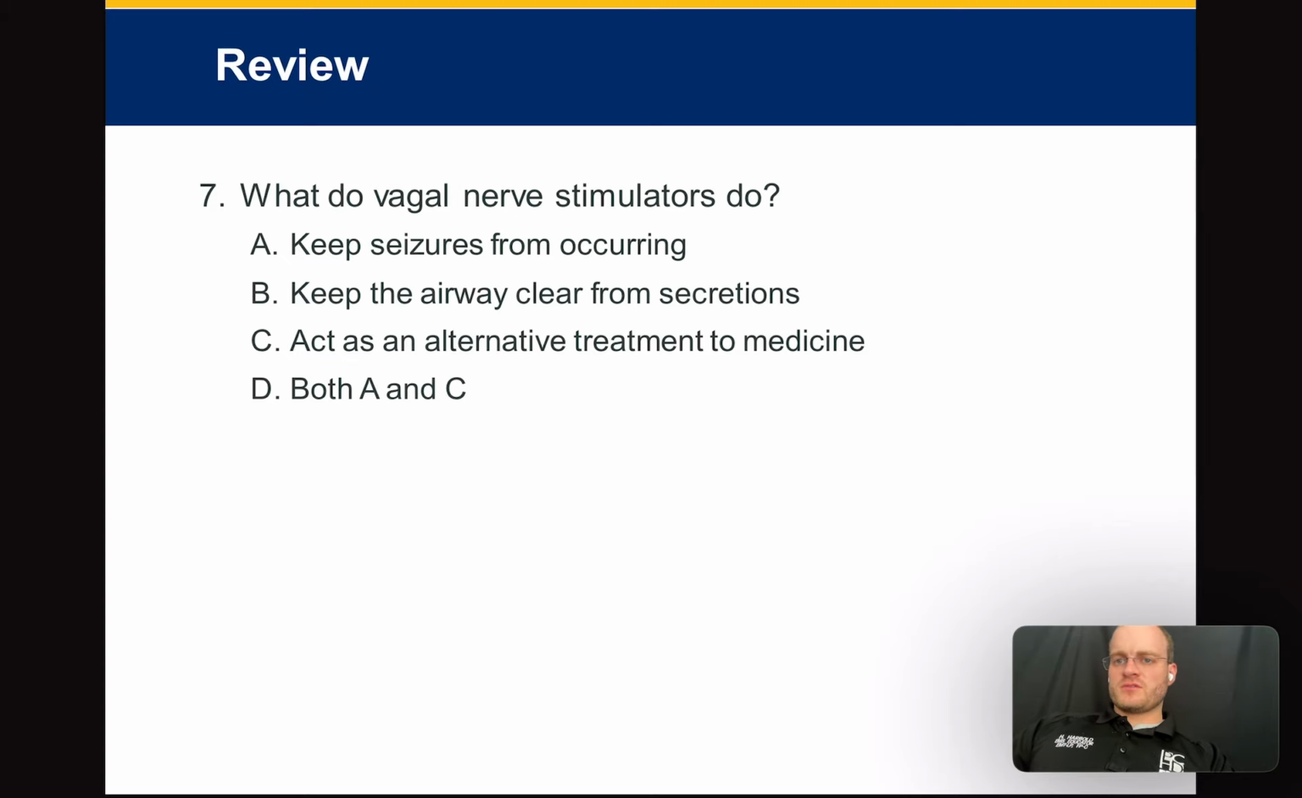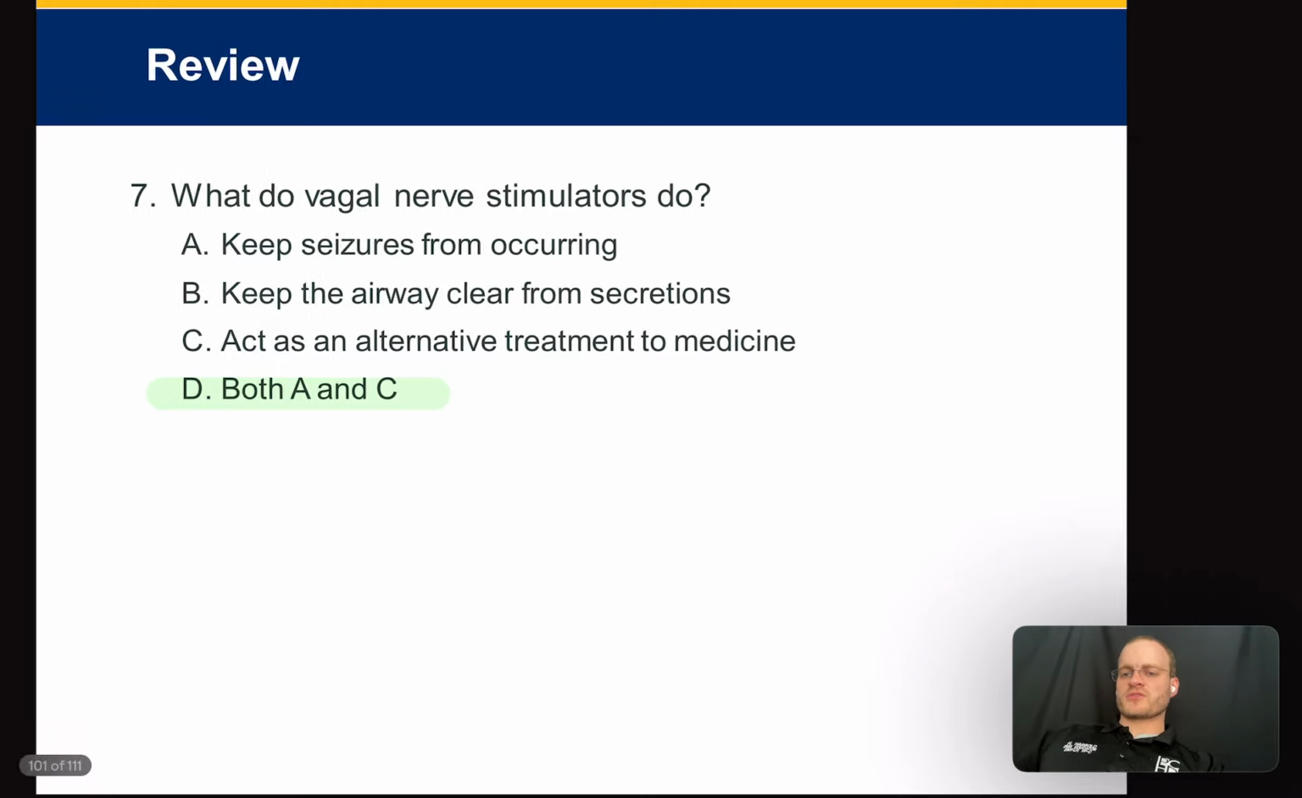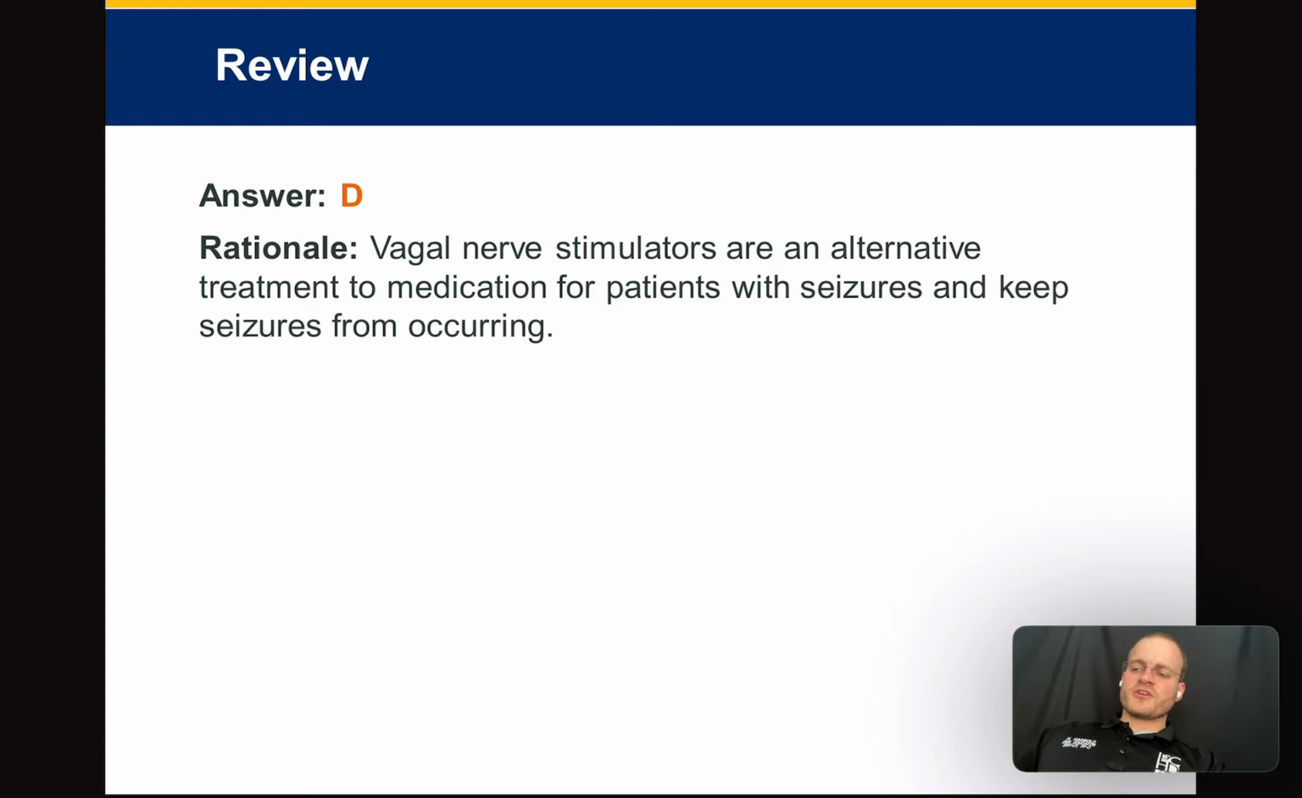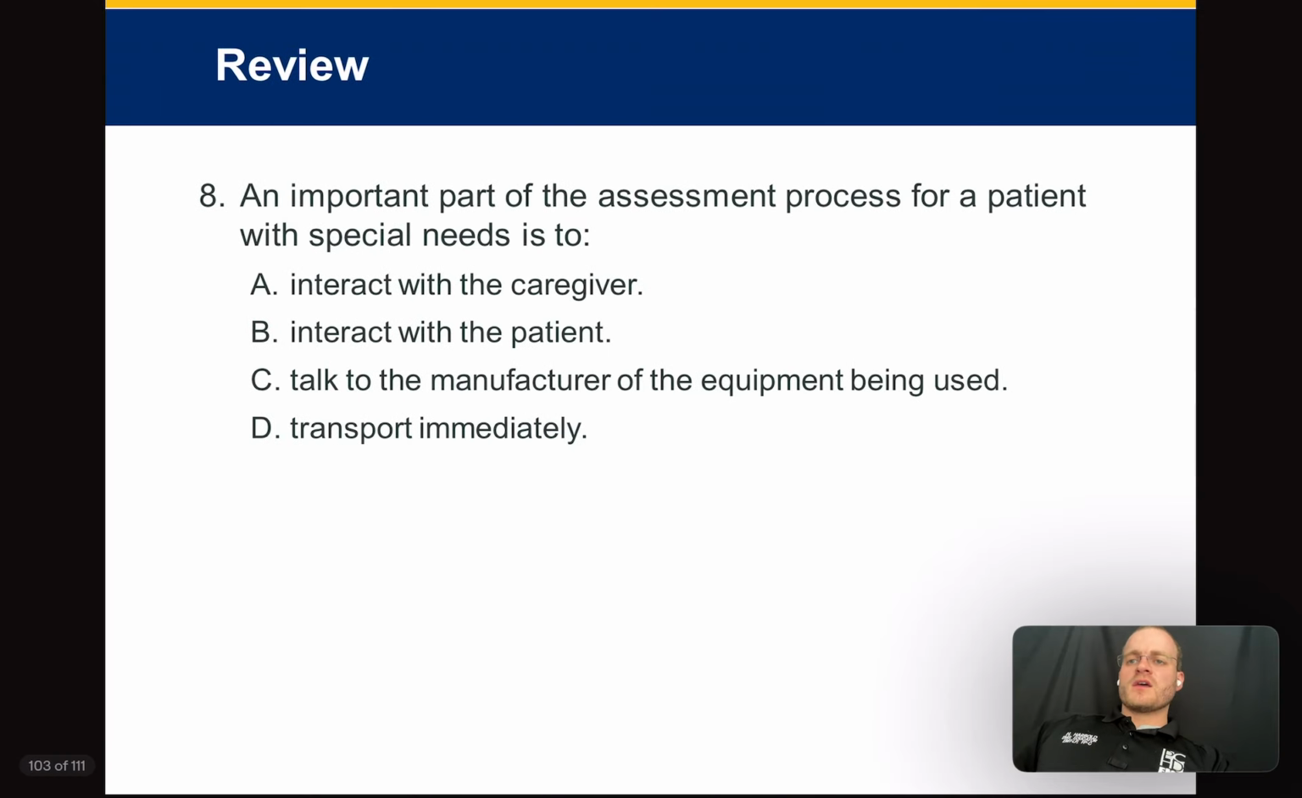What do vagal nerve stimulators do? I mean, technically, yeah, it is an alternative. That's risky. It's not really an alternative form of treatment. It's a form of treatment when the medication therapy has failed, but that is by definition not alternative treatment. I hope I don't get it wrong, but T is probably the most correct. Okay, cool. Alternative treatment, by the way, is referring to acupuncture, herbal medicine, stuff like that, by the actual definition of alternative medicine. So again, terrible question. Shout out JB Learning.